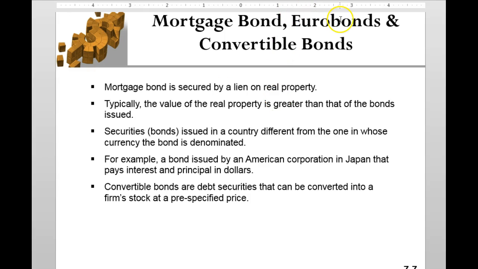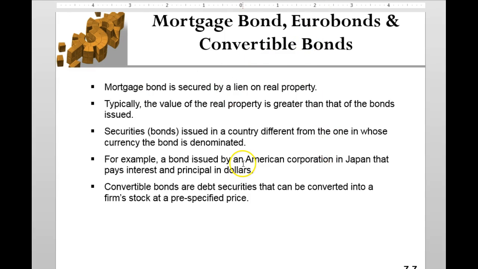And then you have mortgage bonds, Eurobonds, and convertible bonds. A mortgage bond has a lien on the real property. The value of the real property is usually more than what the bond is issued for. So if you have a $1 million bond and you're putting property up against it, it usually would be at least 25% more, if not more.